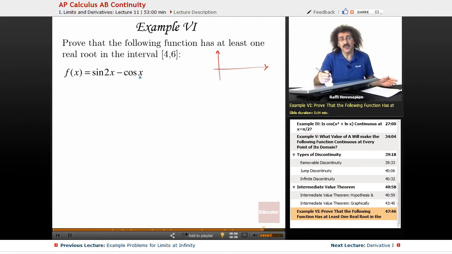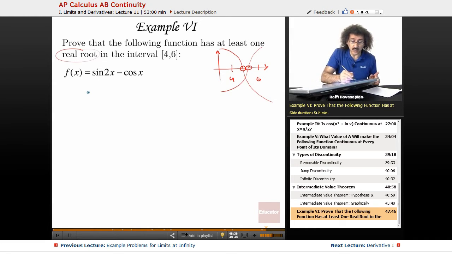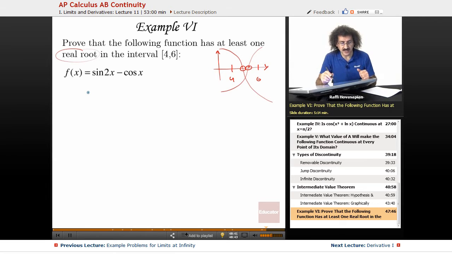What that means is that we don't know what the function looks like. We can graph it if we want to, but again, we don't have a graph at our disposal. We're going to use this theorem and analytical methods to show that this function actually crosses the x-axis at least once between 4 and 6. So it's either going to cross this way, or it's going to cross this way, going from negative to positive or positive to negative. We don't know which one first, but we want to show that it hits the x-axis at least one time. That's what this says, has at least one real root. That means it hits the real axis at least one time.